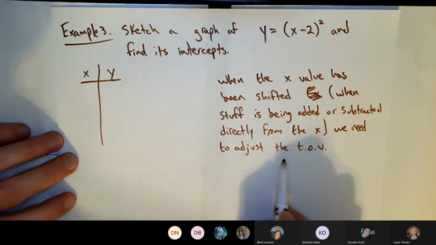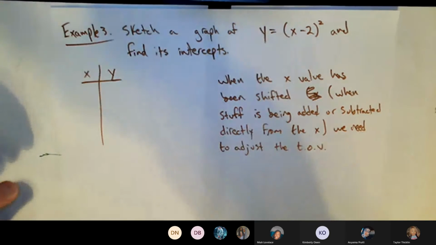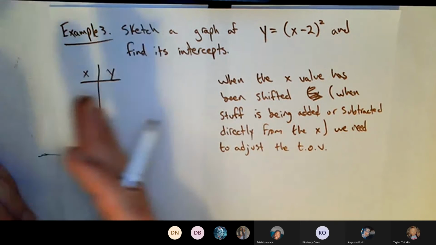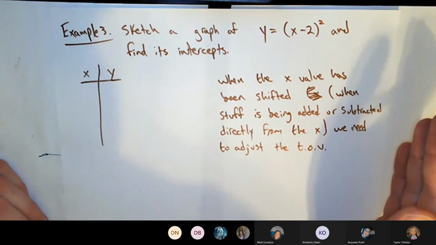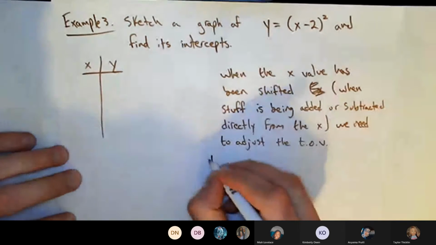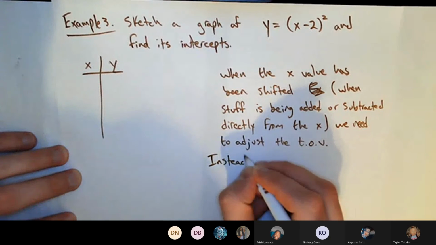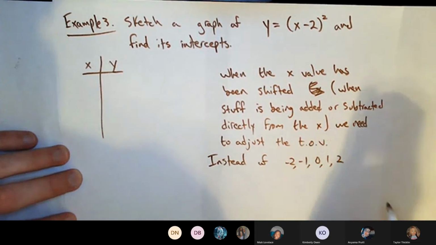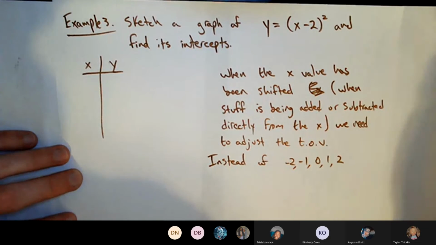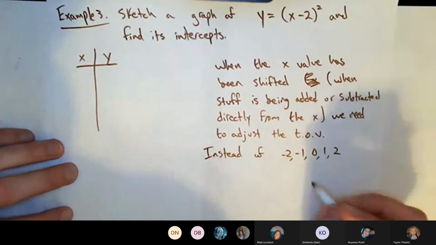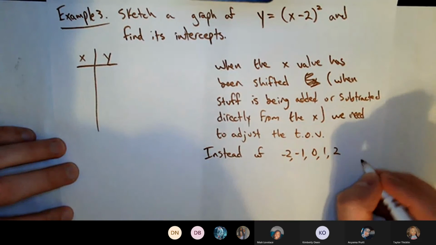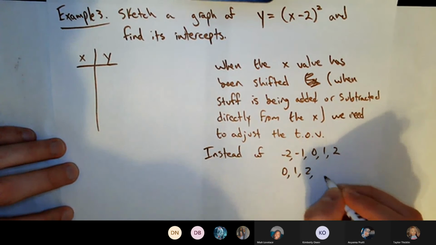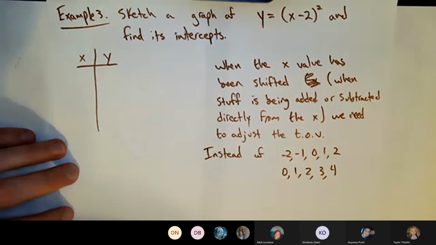And what do I mean by adjust the table of values? It means I don't want to pick the values from -2 to 2. I want to shift them over. So instead of -2, -1, 0, 1, and 2, I'm going to shift over to the right in order to make up for that -2. I'm going to use the x values 0, 1, 2, 3, and 4.